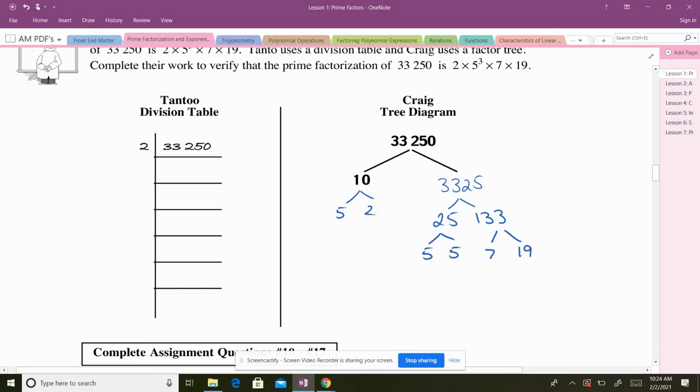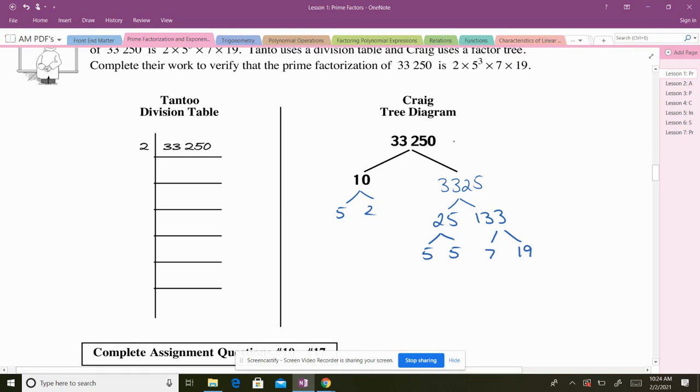You keep going until you can't break anything down. So can you break down the 5s into anything? No. Can you break the 2 down? Nope, that's prime. What about the 7? What about the 19? What multiplies to 19, other than 19 and 1? Anything? Nope. So those are all prime.